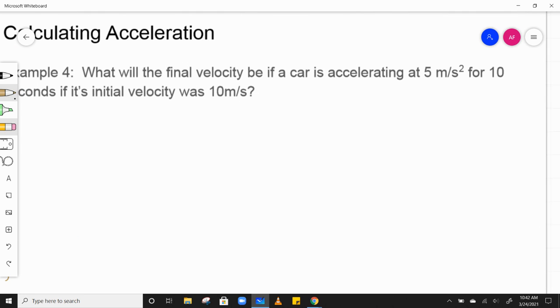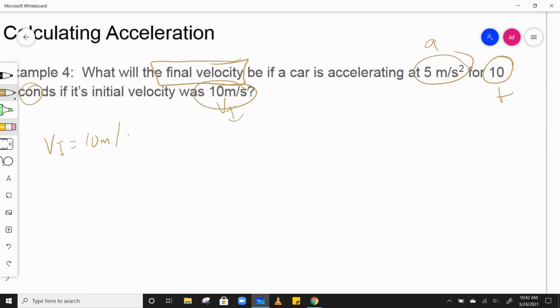Okay, last one here. So what will the final velocity, so that's what we're looking for, be if a car is accelerating at 5 meters per second squared, so that's acceleration, for 10 seconds, that's time, if its initial velocity was 10 meters per second? VI is 10 meters per second. The final is what we're looking for. Time is 10 seconds. Acceleration is 5 meters per second squared.